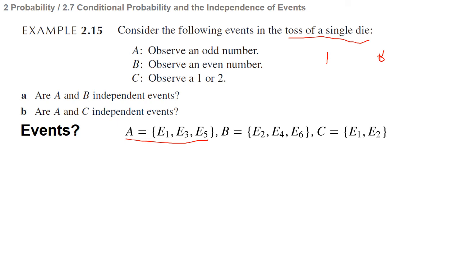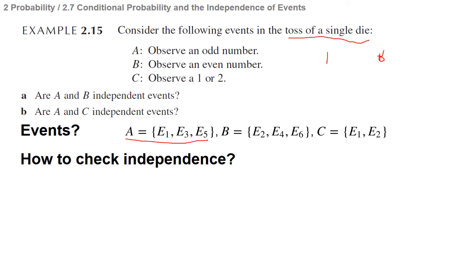This is our event C. How to check independence? We want to check the independence of A and B or A and C. The simplest way is to check whether the probability of A intersection B is equal to the probability of A times the probability of B.